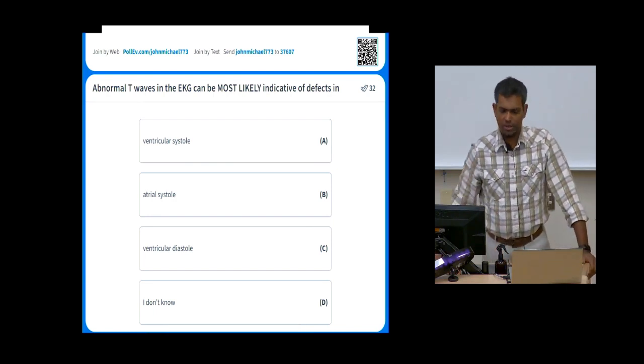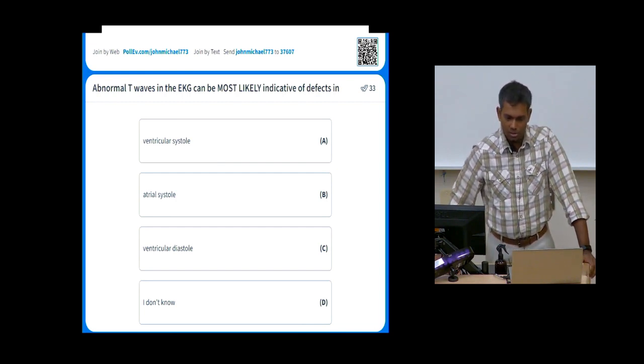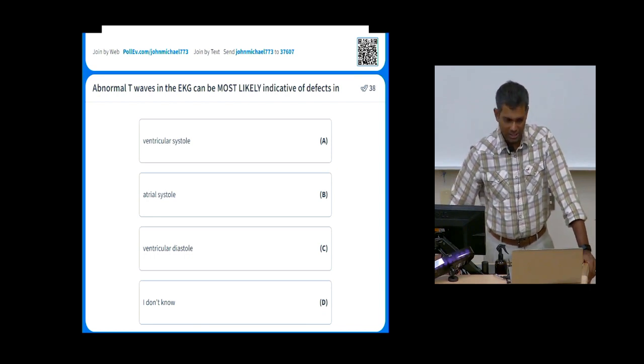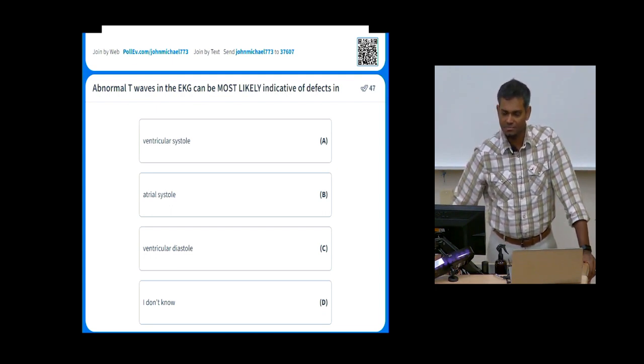Abnormal T waves in the electrocardiogram can be most likely indicative of defects in what? So if you have an abnormal T wave, is it a problem in the ventricular systole, atrial systole, ventricular diastole, or is it something else?